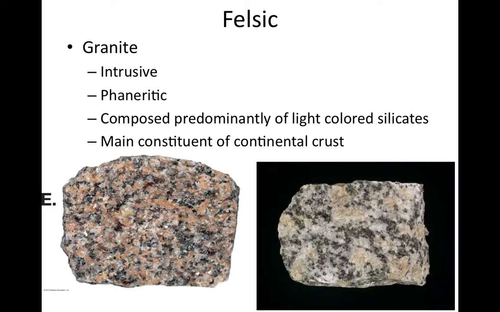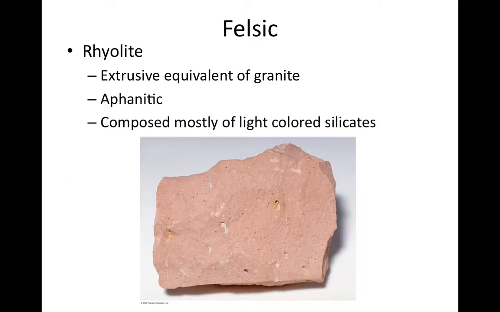Now, if this felsic magma does not stagnate beneath the surface, if it makes it to the surface where it rapidly cools, it'll form another type of felsic igneous rock, and it'll be rhyolite. So rhyolite and granite have the same chemical composition, but rhyolite is an extrusive igneous rock because it formed from the rapid cooling of molten rock at or near the surface. And because of that, it has an aphanitic texture. And because it's felsic, it's composed mostly of the light-colored silicates.